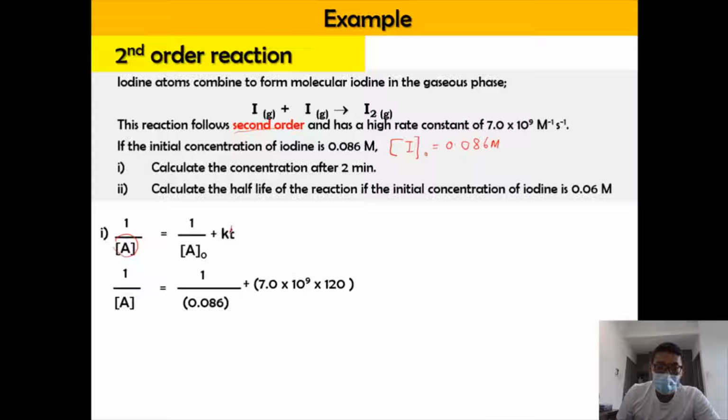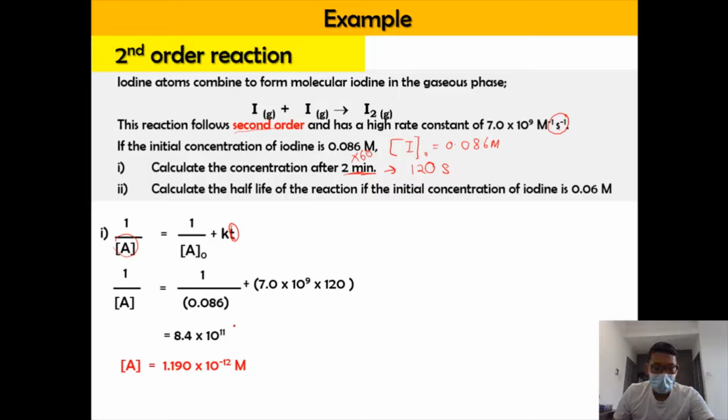For t, you really need to be careful because the rate constant is given in seconds, but it says after 2 minutes. So you have to convert 2 minutes into seconds first: 2 × 60 equals 120 seconds. Once you do that, you will get 8.4 × 10¹¹, and when you invert that, you will get 1.19 × 10⁻¹² molar.